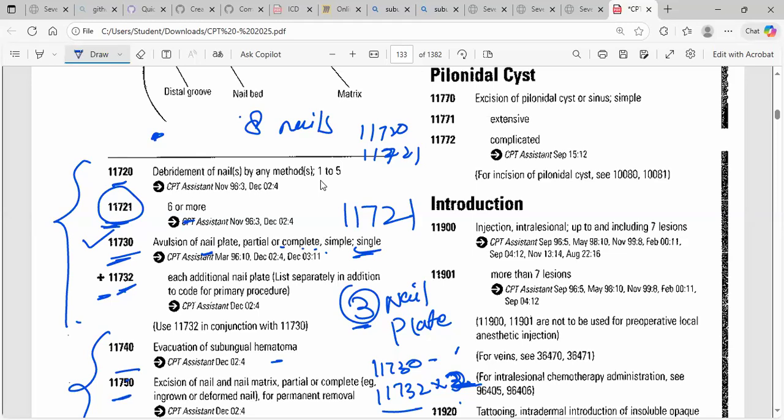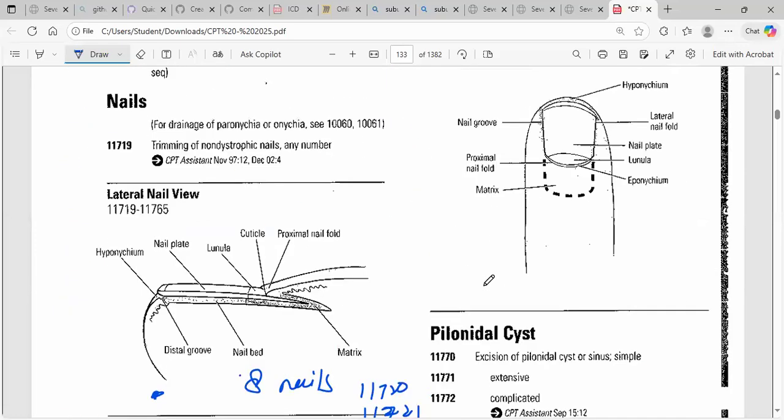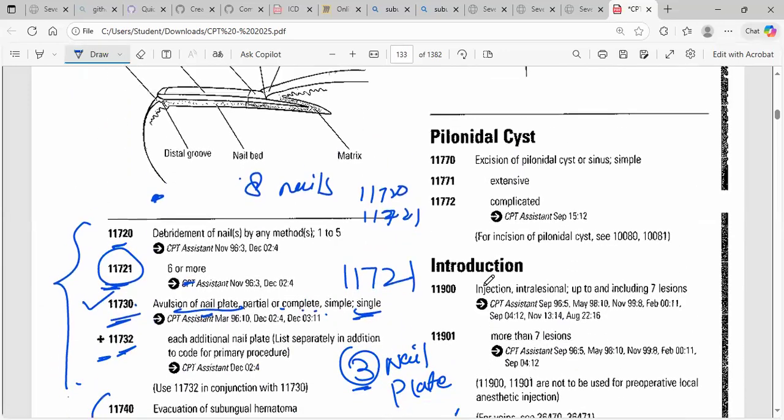For the excision of nail and nail matrix, we are going to use 11750. In the avulsion, the nail plate has been removed. In the excision, there is excision of nail and nail matrix. Then we are going to consider it as 11750. Then we have 11755 for the biopsy of nail unit. Then we have 11760, repair of nail bed. These codes are word to word, so I'm not going through all the codes. Let's proceed with the other guidelines.